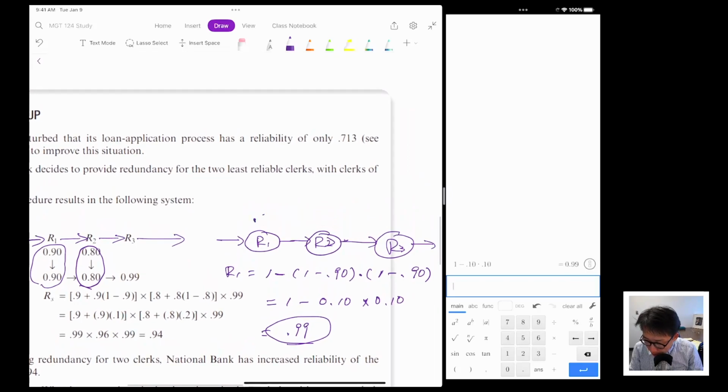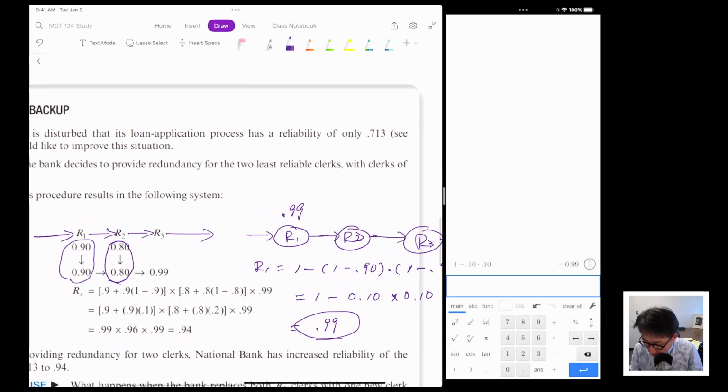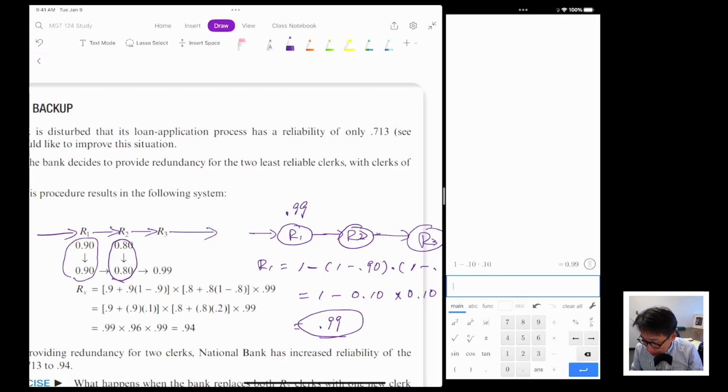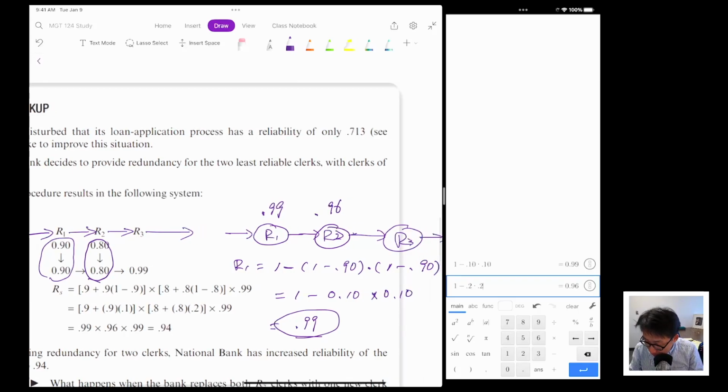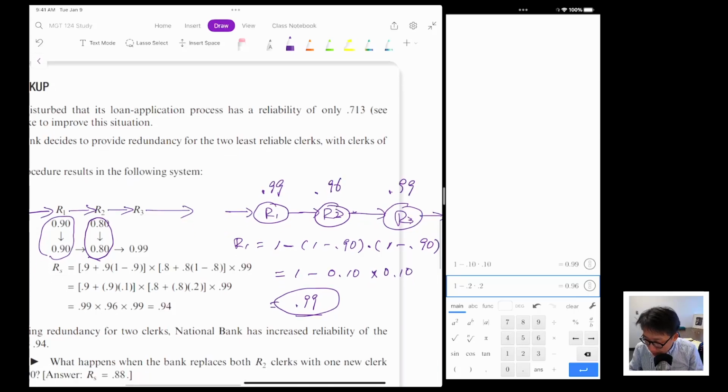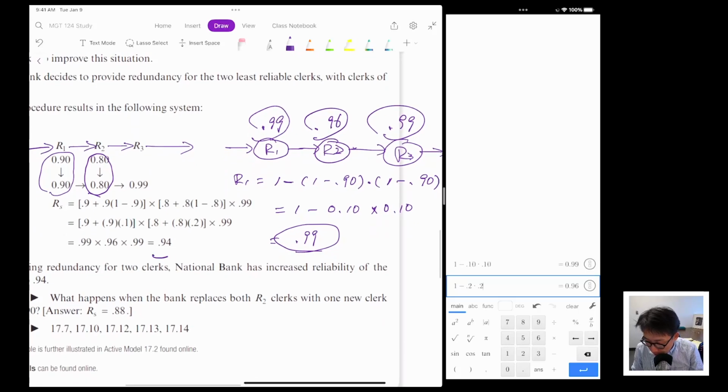Okay, so you got 99% here, and in the same way, you can calculate the reliability of R2 as a component with a backup. So it's going to be 1 minus the chance of failure, which is 0.2, multiplied by the chance of failure for its backup. So you're getting 0.96 here, and then you multiply R3 as is, which is the one without any backup. Those are the three numbers you need to multiply. Eventually, you'll be getting 94% as a reliability.